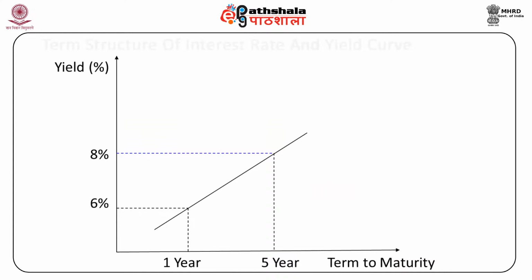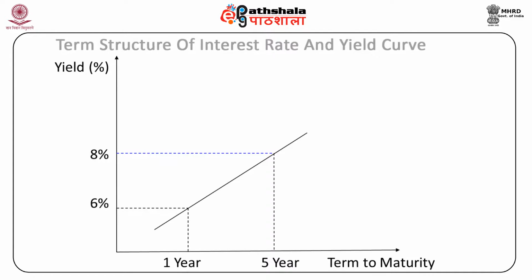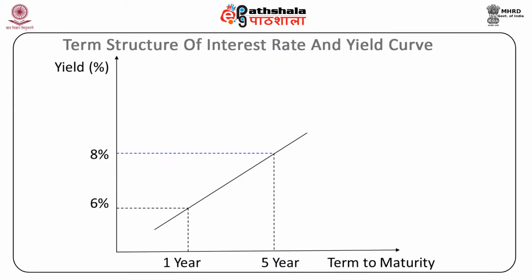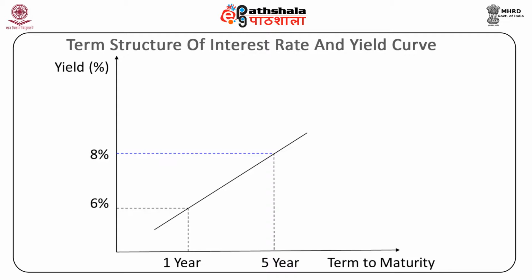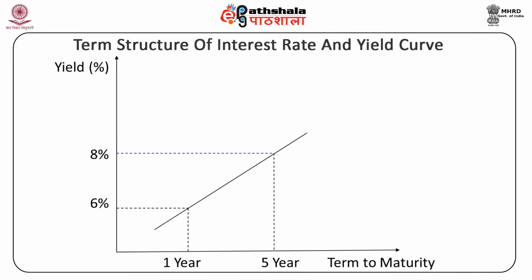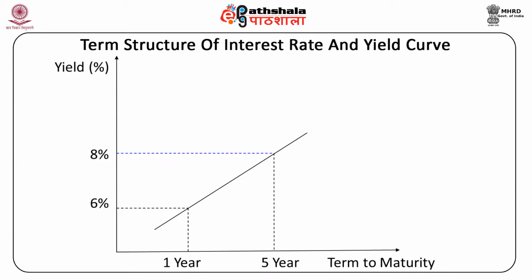Term structure of the interest rate and yield curve. Term structure of interest rate refers to the relation between maturities of a bond and its yield, ceteris paribus, which means other things being constant. By ceteris paribus in this case, we mean the issuer of the bond is the same and the date at which different yields are obtained is also constant.